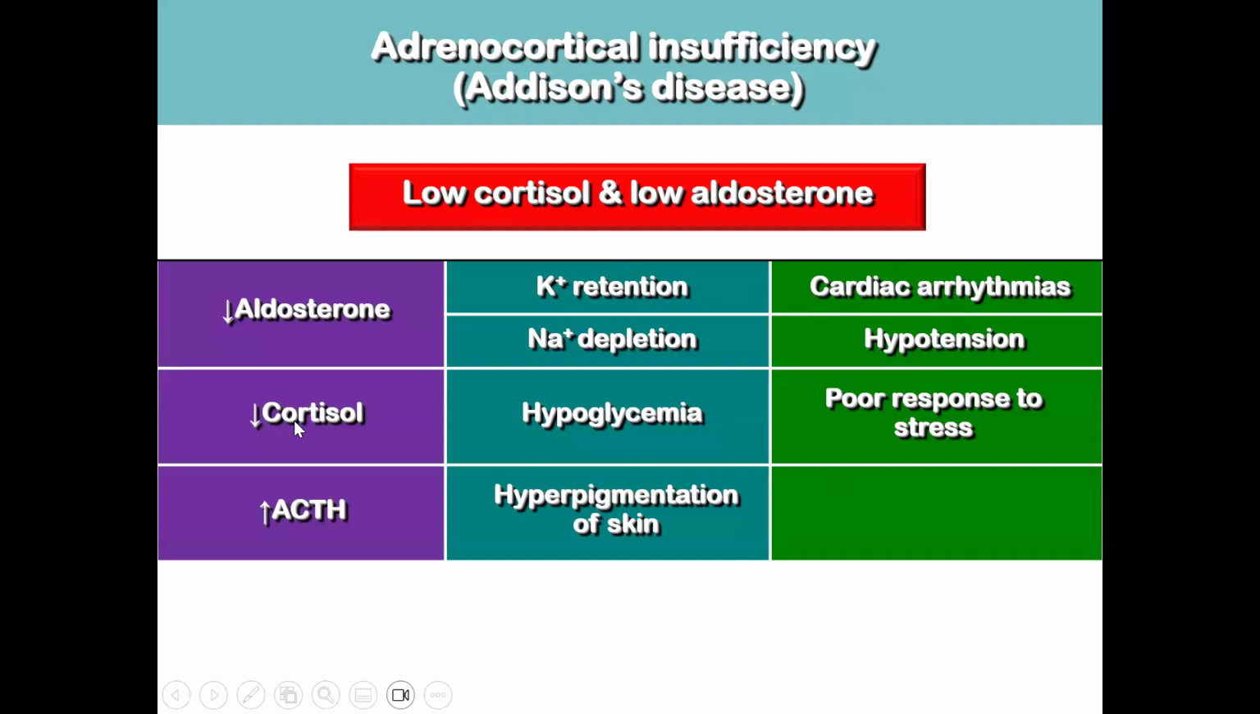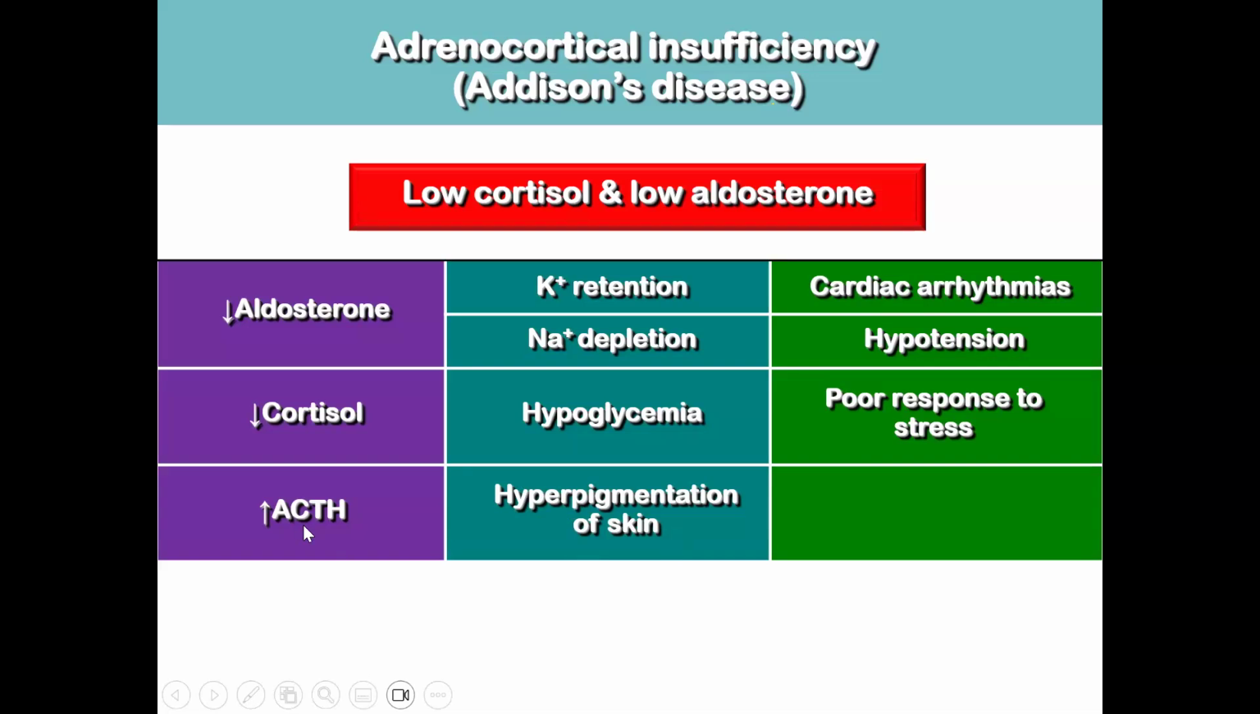And also, if the levels of cortisol are low, as a result of negative feedback effect, the ACTH levels will increase from the pituitary gland, and high levels of ACTH make the skin darker by increasing the amount of pigment produced by the pigment-forming cells, the melanocytes. So these cells get stimulated and become overactive and produce more and more pigment. So there is darkening of the skin, or hyperpigmentation of the skin, when the ACTH levels increase.